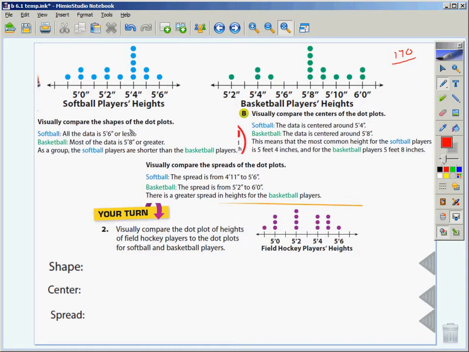If you visually are comparing the shapes, the softball players, all the data is 5'6" or less, but most of the data in the basketball players are 5'8" and more. If you wanted to compare them, what can you tell me about a basketball player compared to a softball player? They're taller. People are taller. Okay? In general, they're taller.